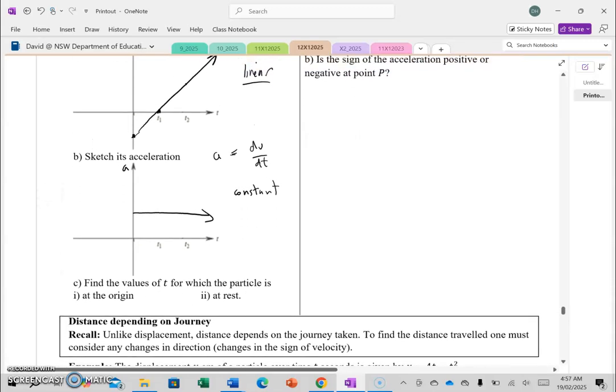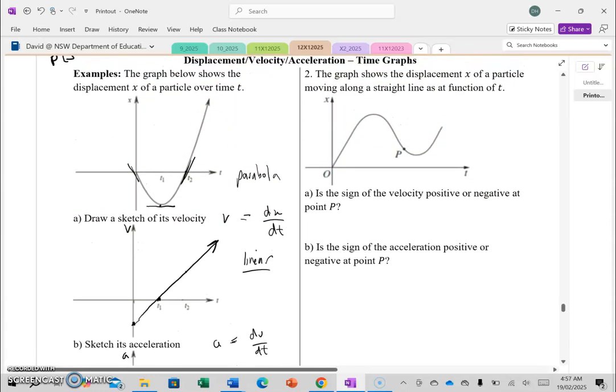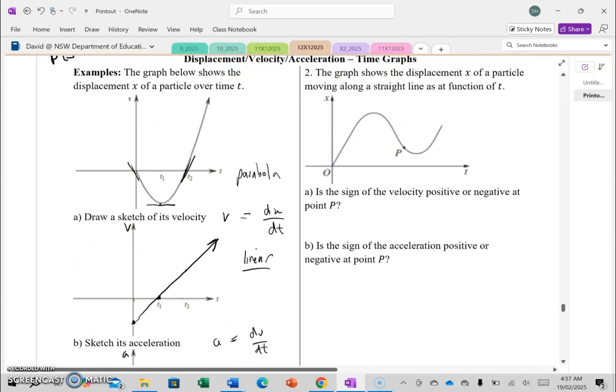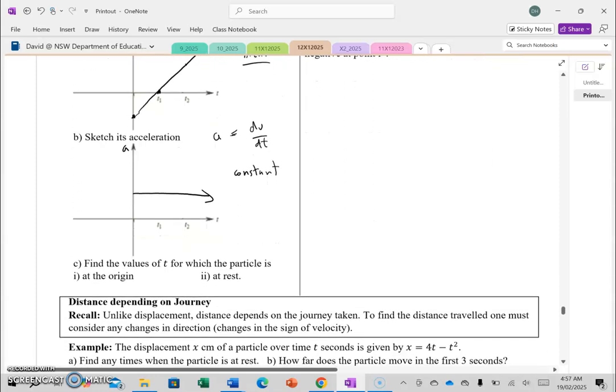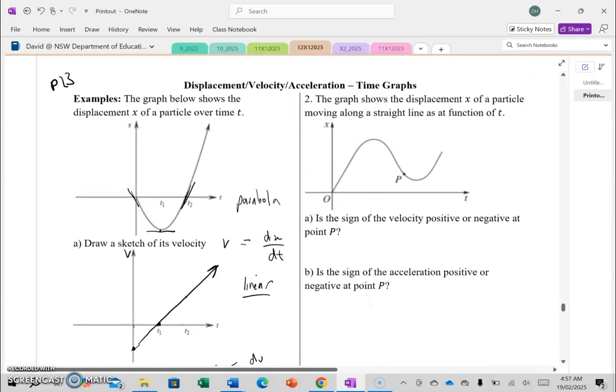Find the values of t for which the particle is at the origin. Well, that's looking at the original graph. That's when x is 0. So that'll be t equals 0 and t equals t2. At rest, that means velocity is 0. Where's the velocity 0? When t equals t1. Alright, next.